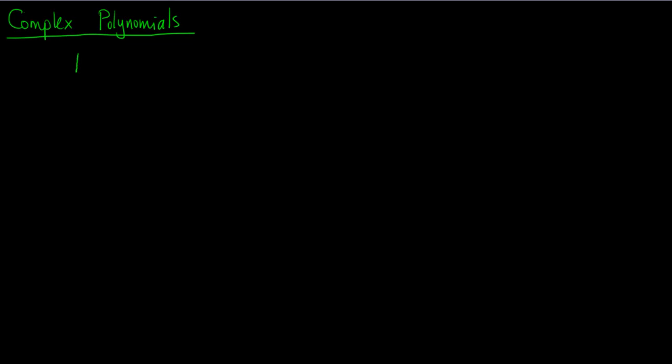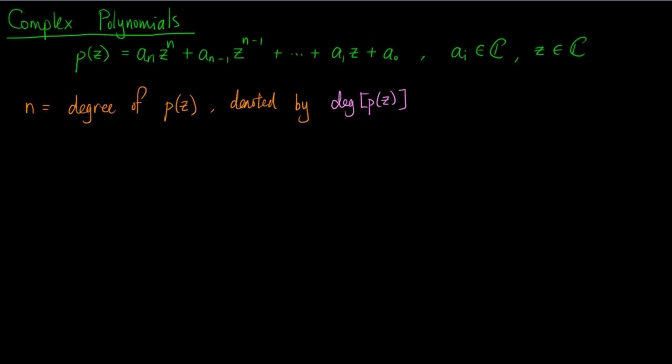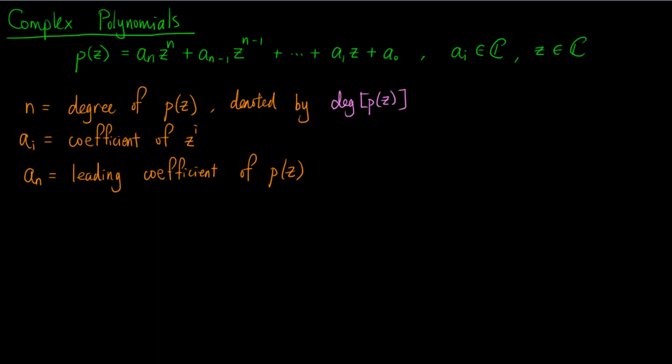A complex polynomial, say p(z), is an expression of the form a_n z^n + a_{n-1} z^{n-1} + all the way to a_1 z + a_0, where the a_i are complex numbers and z is also a complex number. n is called the degree of p(z), denoted by deg(p(z)). a_i is the coefficient of z^i. a_n, which is the coefficient of z^n, is called the leading coefficient of p(z).